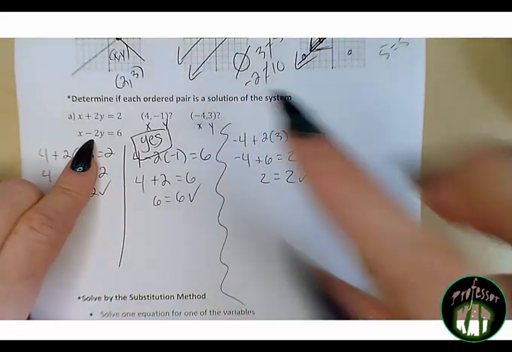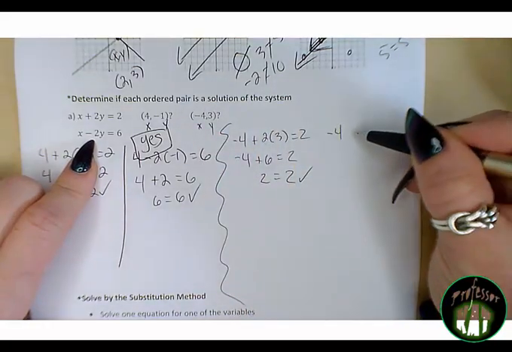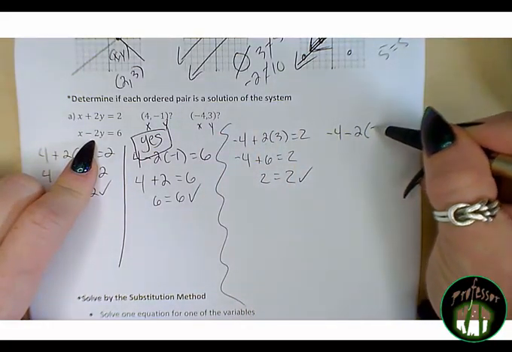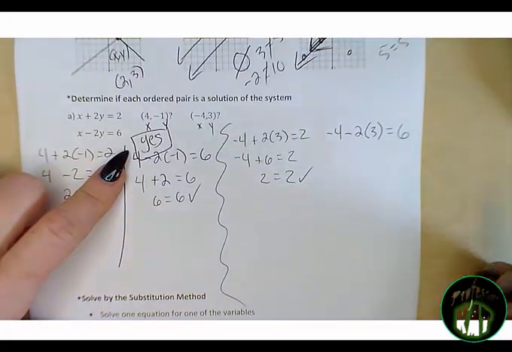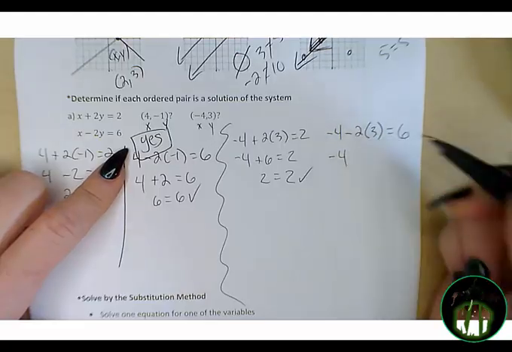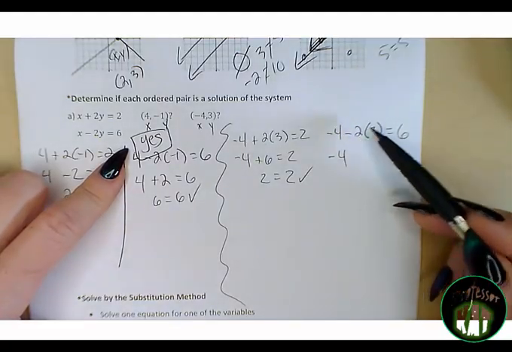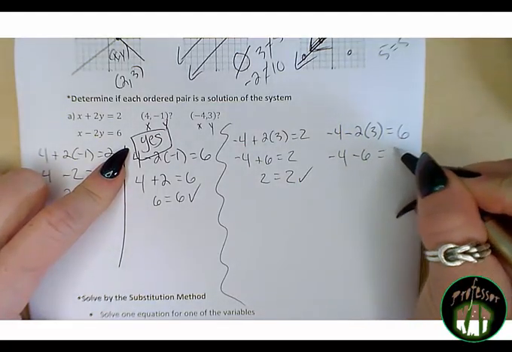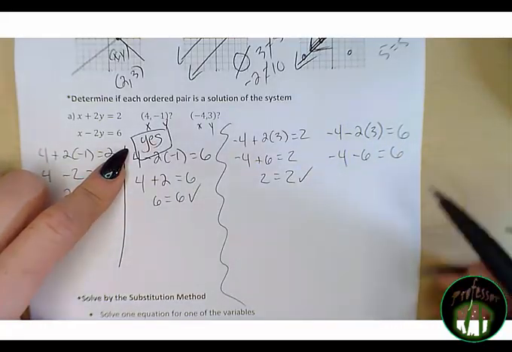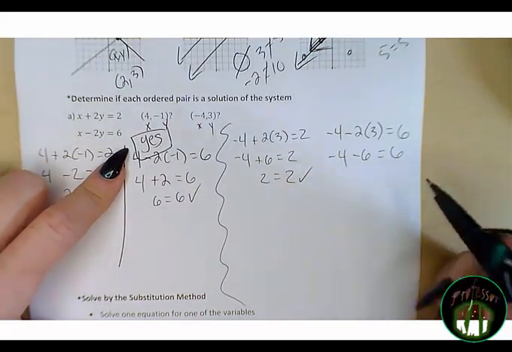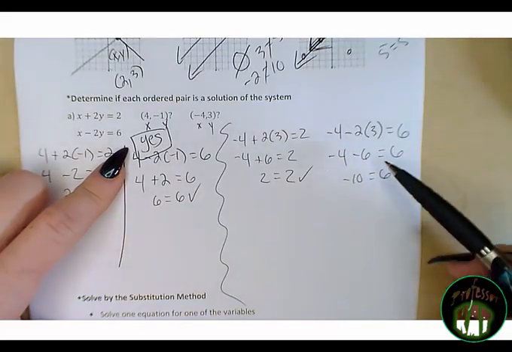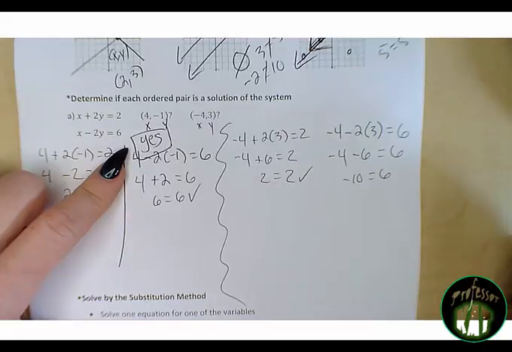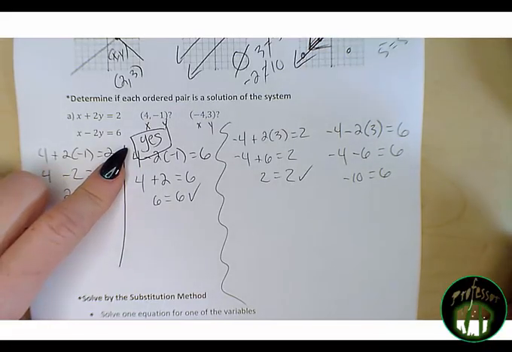So when we plug that in, that's going to be a negative 4 for the x minus 2 times y, which is a 3, is equal to 6. Let's simplify this. Drop down that negative 4. Negative 2 times 3 is a negative 6. And when we add that on the left-hand side, negative 4 minus a 6 is a negative 10. So here we get that a negative 10 equals a 6. Now, negative 10 definitely does not equal 6.